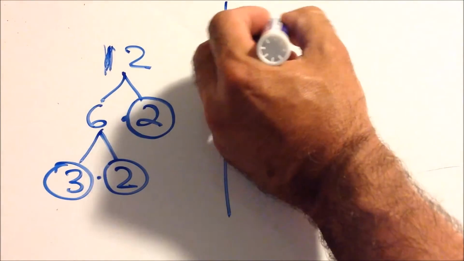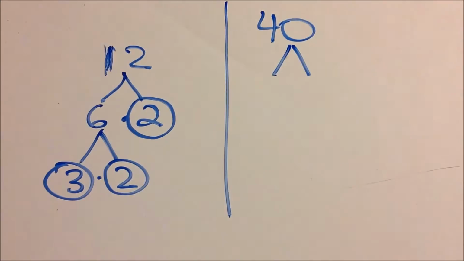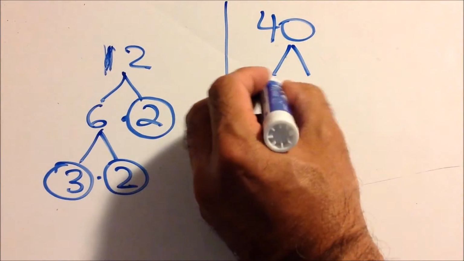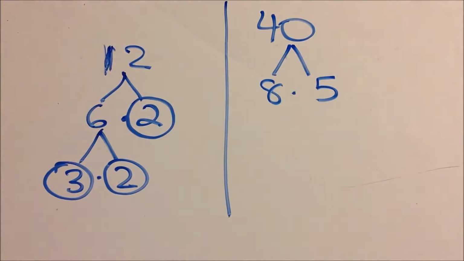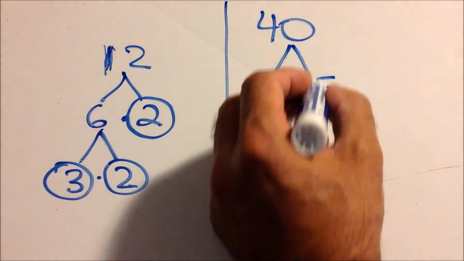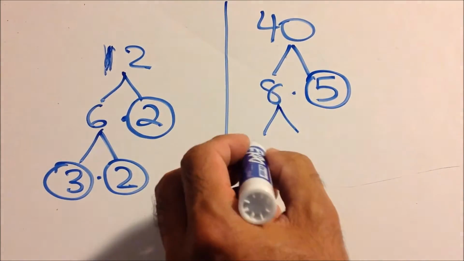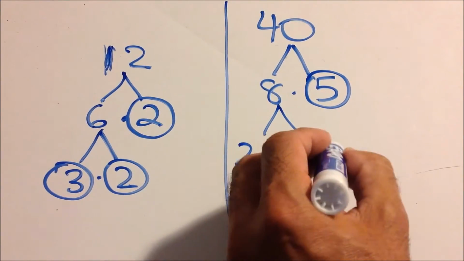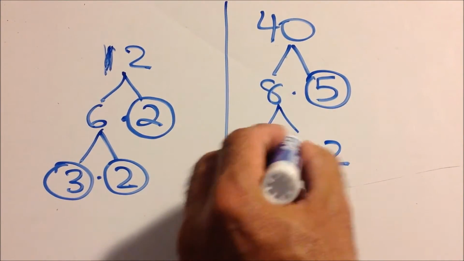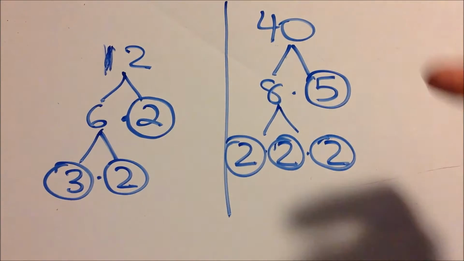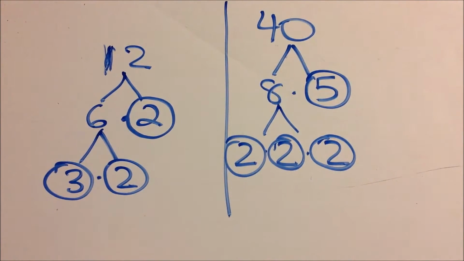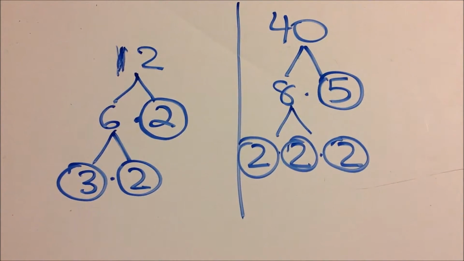Now let's do 40. And again, you can do any numbers you want. You can do 8 times 5 if you wanted. You can do 20 times 2. Doesn't matter, you'll get the same answer. Circle the primes. And then 8 is 2 times 2 times 2. Now you could have done 4 times 2 and just broken that down. So we have the prime factorization of 12 and 40.